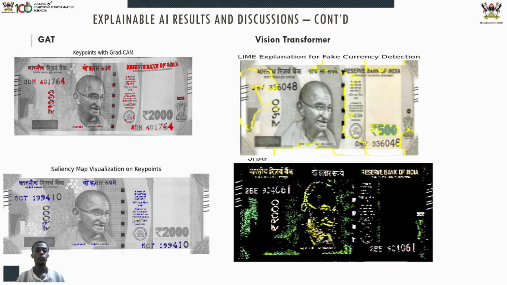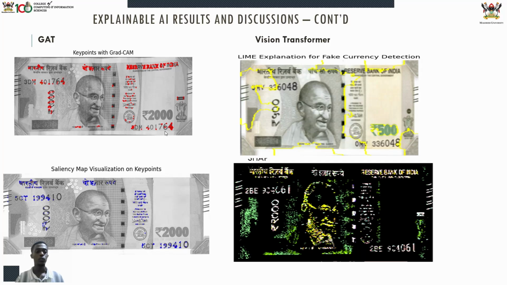Our best performing models were the GAT and Vision Transformer, and you could clearly see using the GradCAM explainable AI technique the features that the GAT focused on to carry out its prediction, and these were in ink of red. You could see clearly that these are the security features: the note's denomination, then the signature of the governor, the security thread, and others.